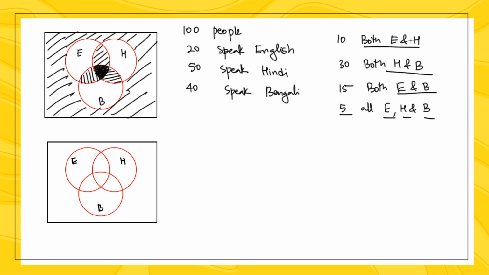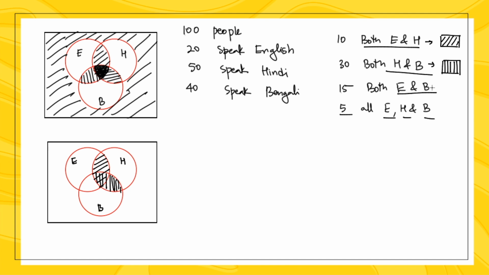Now 10 speak both English and Hindi, so I am talking about this area, which is represented in the Venn diagram by this slant shading. 30 can speak Hindi and Bengali both, which is represented by this region. Here I have shaded it straight. I think you can differentiate the shading. This is the straight shading I have used over here.